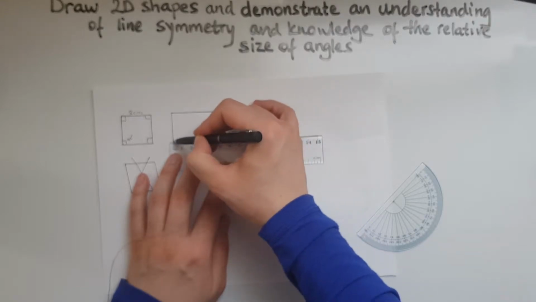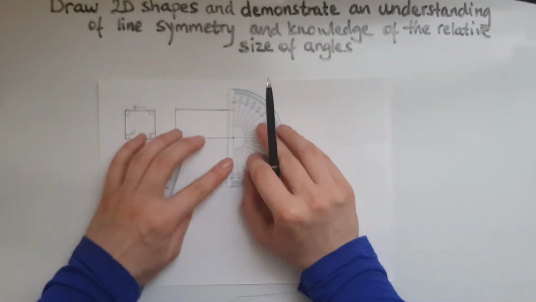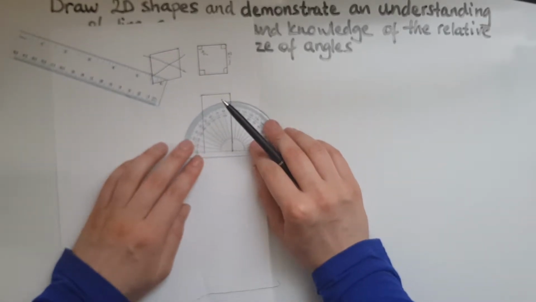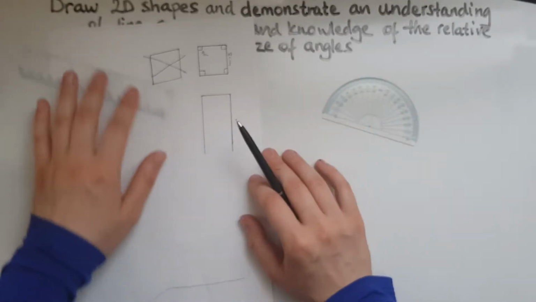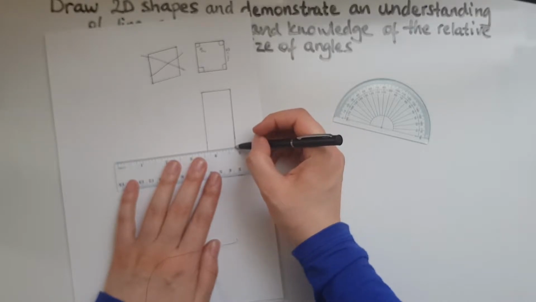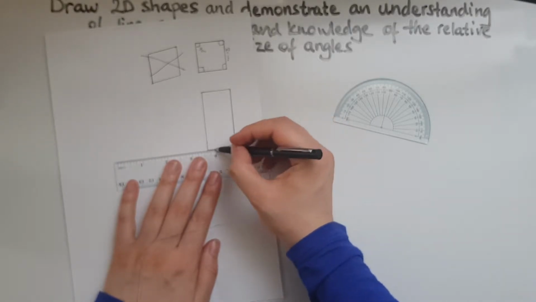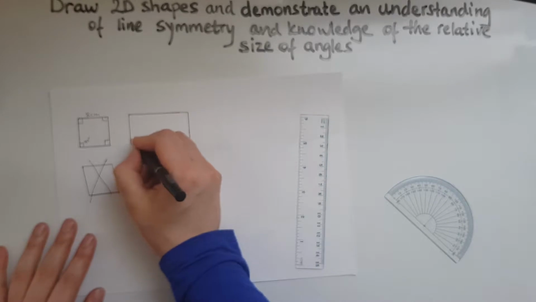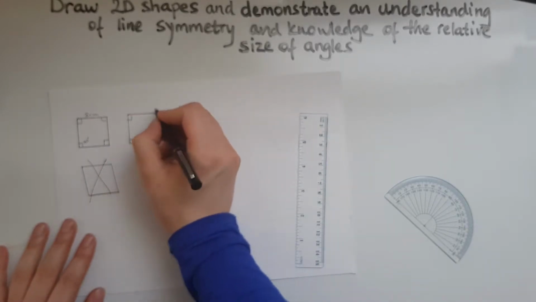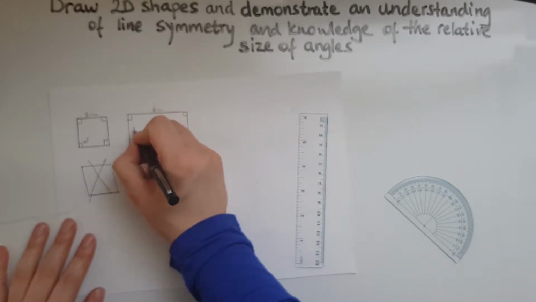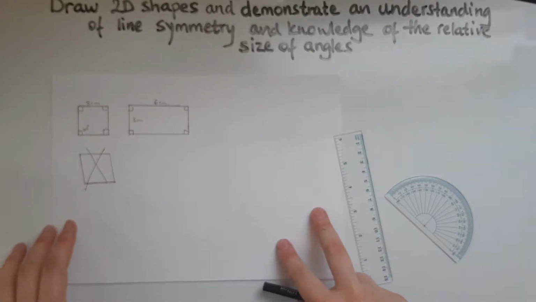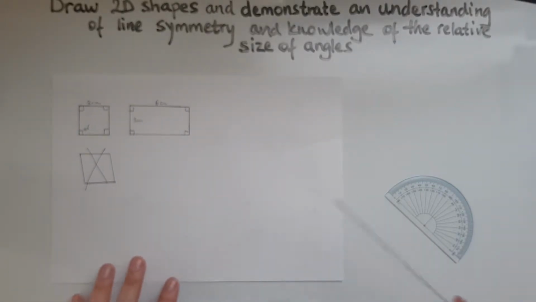And 6 centimeters. Now again, I want this to be 90 degrees as well, and it is if I just connect these two ends of the lines. So again, 90 degrees, 90 degrees, 90 degrees, and this was 6 centimeters, this was 3 centimeters, different lengths. So we've done a rectangle as well, the square and rectangle, and we'll have a look now at drawing a triangle.